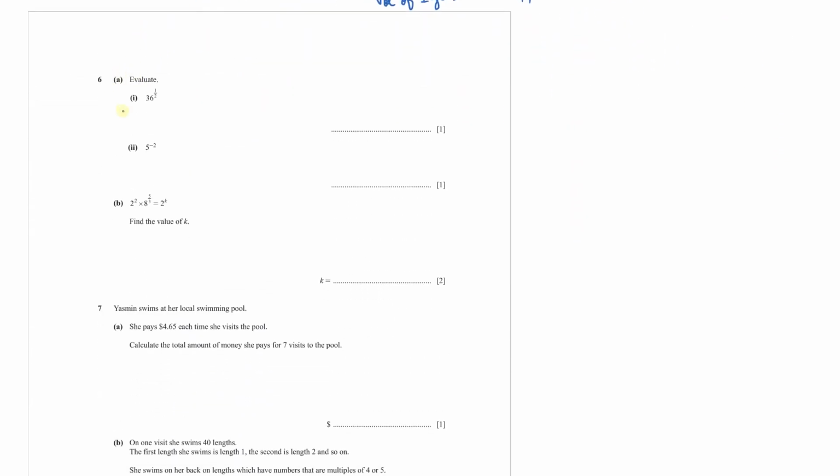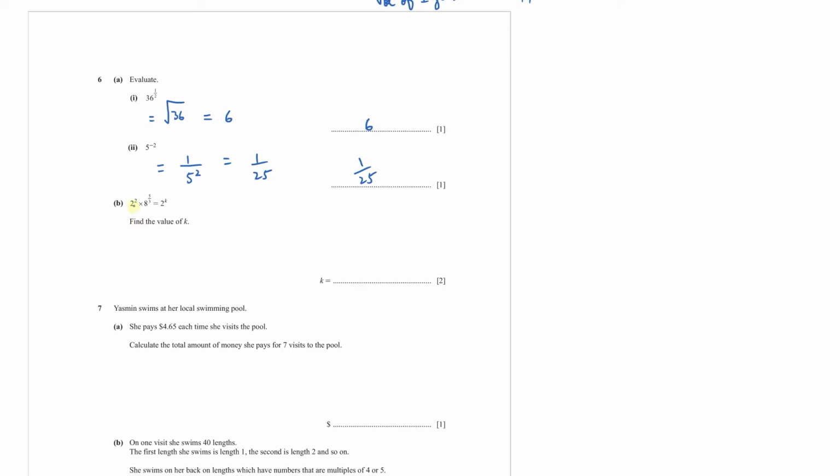Question 6 is evaluate 36 to the power 1 by 2. So we know that power 1 by 2 is basically under root of 36, which is 6. Next, 5 power minus 2. So to convert this power to positive 2, I can take the reciprocal. So this will be 1 over 5 squared, and this is 1 over 25.